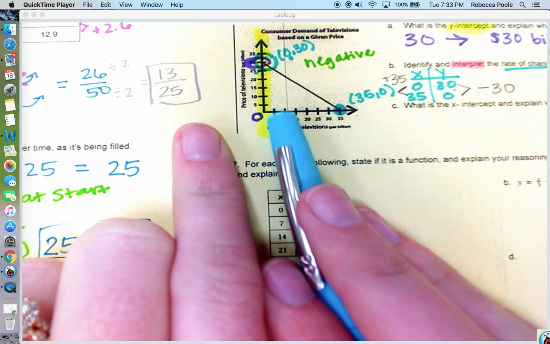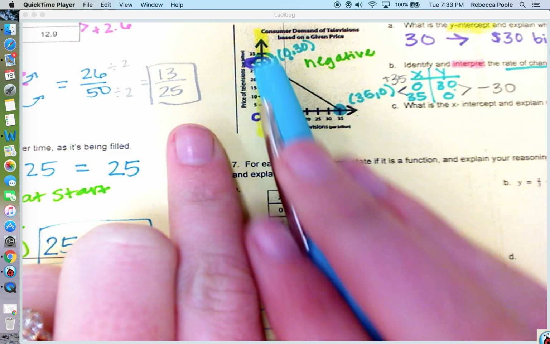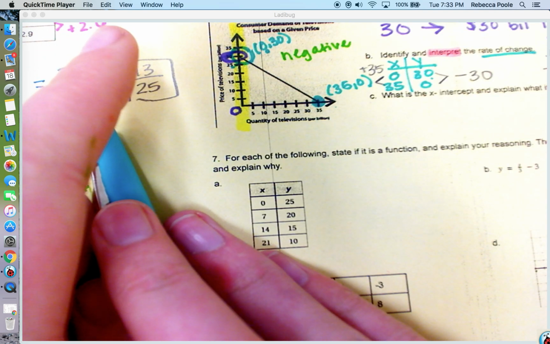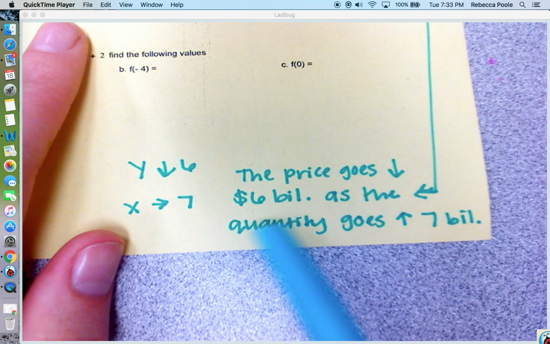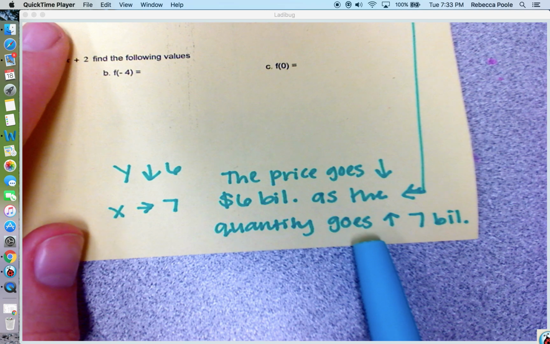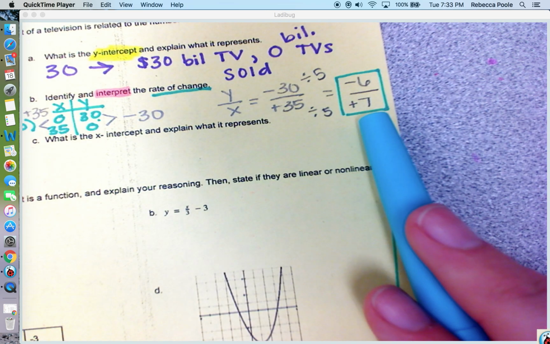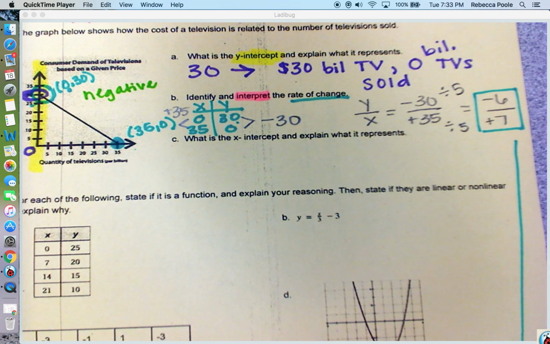And then the quantity is always going to increase. Your x's are always going to go to the right because this is a real world graph and we can't have negative televisions. All right? So the price is going down $6 billion, negative 6, as the quantity of TVs goes up 7 billion. So plus 7. That's what it means by interpret. I want you to tell me what it means in words.